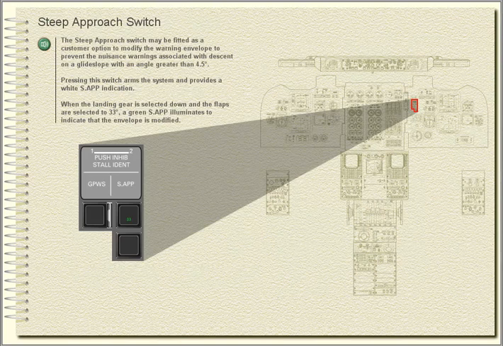Steep approach switch. The steep approach switch may be fitted as a customer option to modify the warning envelope to prevent the nuisance warnings associated with descent on a glide slope with an angle greater than 4.5 degrees. Pressing this switch arms the system and provides a white steep approach indication. When the landing gear is selected down and the flaps are selected to 33 degrees, a green steep approach illuminates to indicate that the envelope is modified.